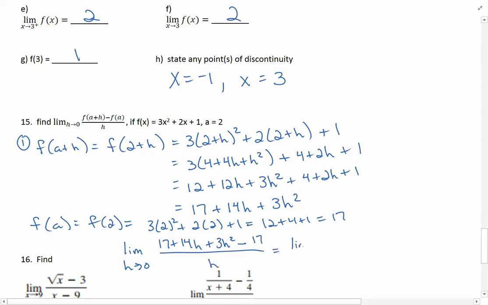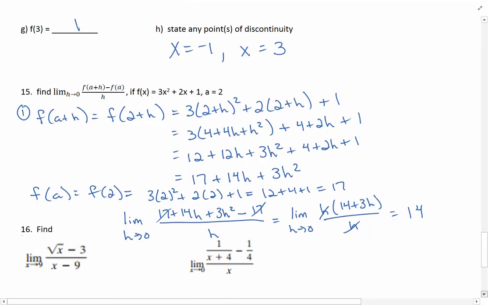So this is the limit as h goes to 0. You should see your 17s will cancel. You can factor h out of there, and you'll get 14 plus 3h over h. Your h's cancel, and so when you do a direct plug-in, you do get 14. That's a nice little problem there.